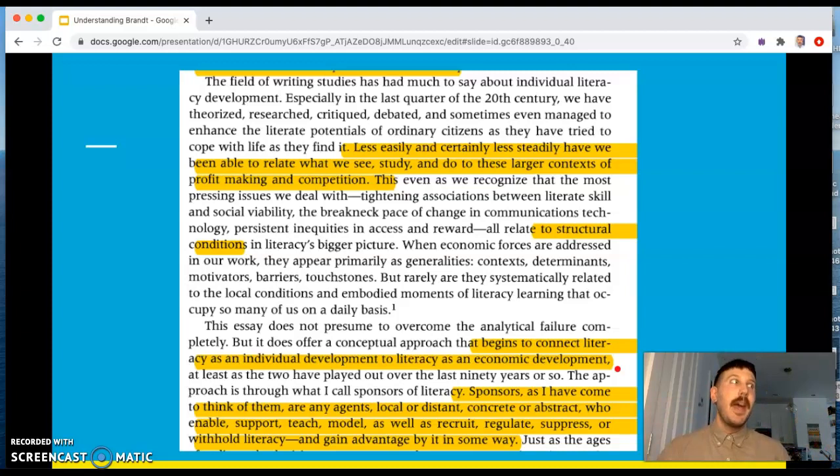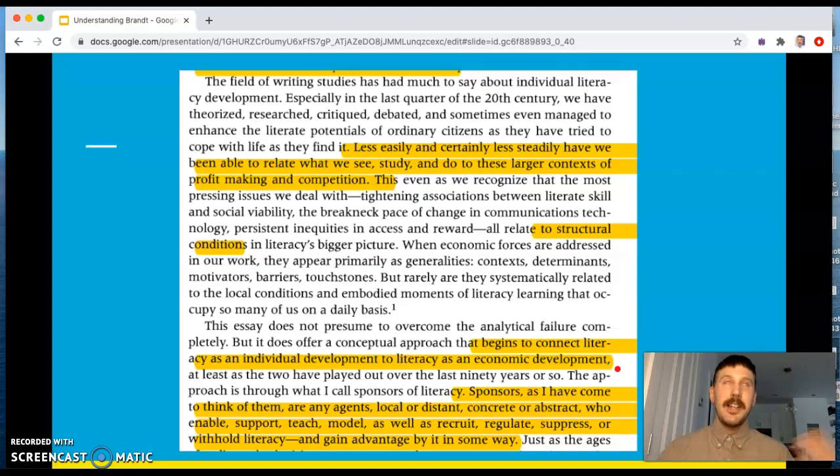Sponsors both pass literacy on to us, but also sometimes pay for that literacy or fund that literacy, shaping that literacy through their own economic interests, through their own interests in profit or interests in political power, and so forth. So I think that's a really crucial context for approaching Brandt's ideas, is remembering that literacy is always in relationship to economic forces.